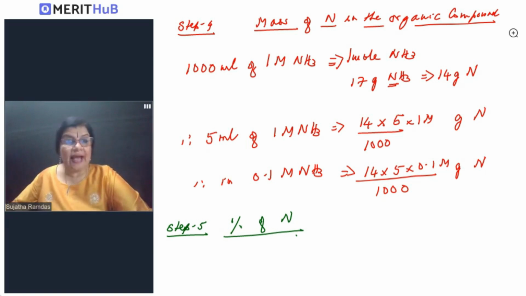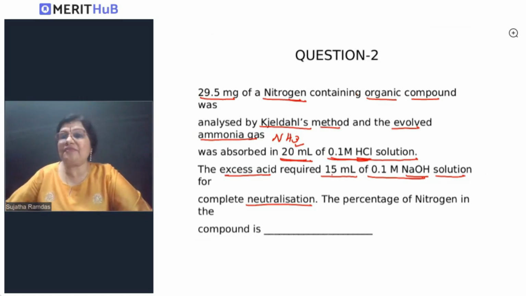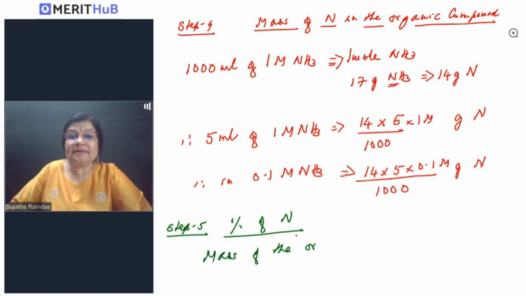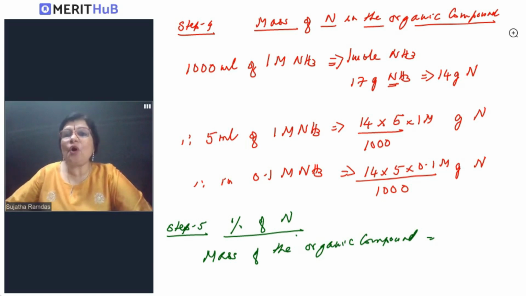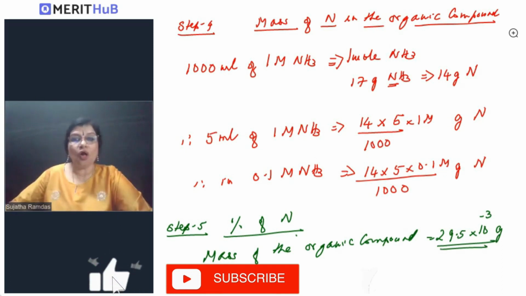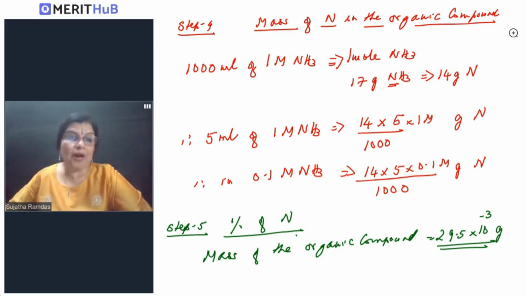Now the unit is gram, so let's convert the mass. Here the mass of the organic compound is in milligram, 29.5 milligram. So what is the mass of the organic compound in grams? Mass of organic compound in grams would be 29.5 into 10 to the power of minus 3 grams, right? Or 29.5 divided by 1000 would be the mass of the organic compound.